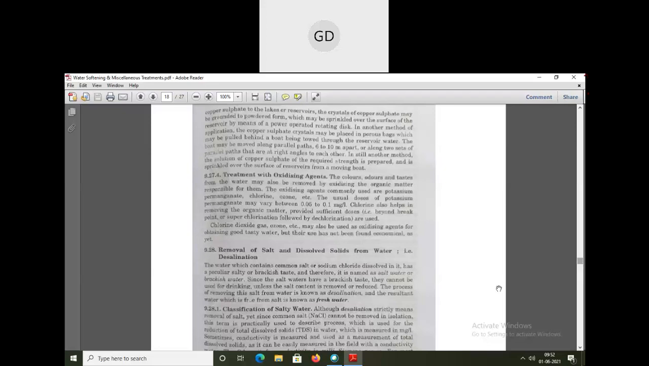Okay, so the dose is also written. The usual dose of the potassium permanganate may be between 0.05 to 0.1 milligram per liter. So these are all the methods that are used to remove the colors, odor, and taste from the water. Next is removal of salt and dissolved solids from the water. You have to now remove the dissolved solids that are present in the water also.